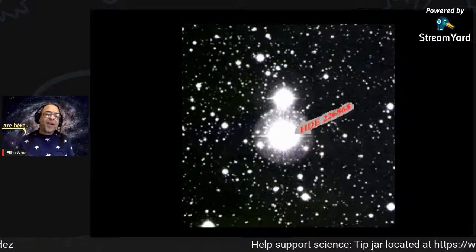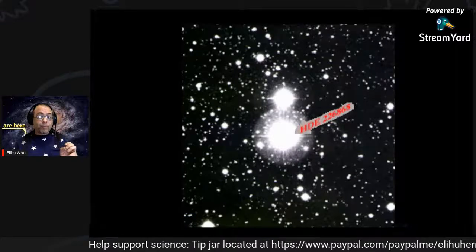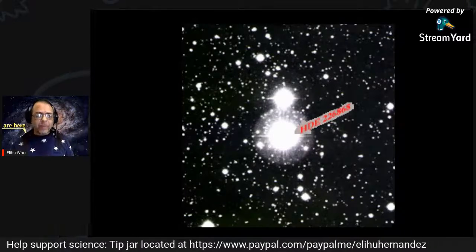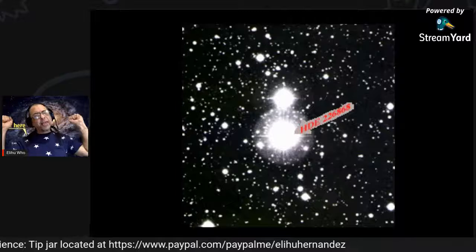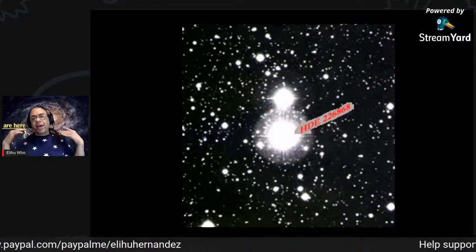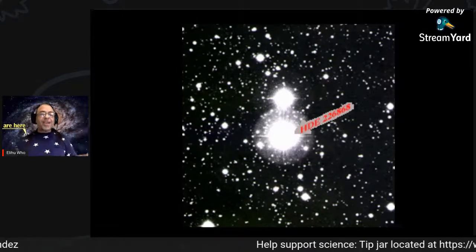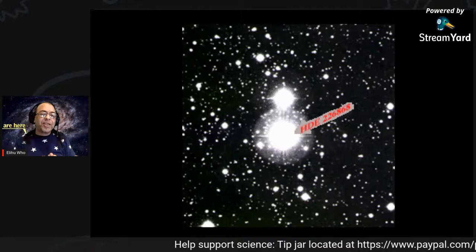The infalling matter that emits X-rays does not fall into the black hole at a steady rate, but rather more sporadically. Hey, I pronounced the word correctly, sporadically. This causes an observable variation in X-ray intensity.